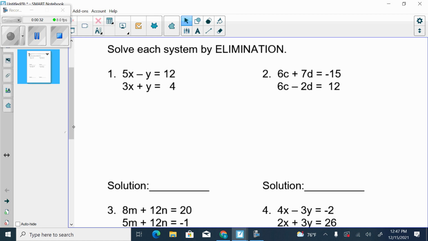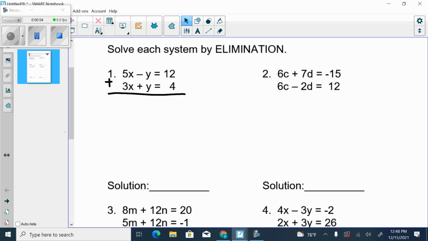But if you're going to add them together, everything needs to be lined up. So you need your x's over your x's, your y's over your y's, your equal sign over your equal sign, and your number over your number. Okay? So luckily, number one, all lined up for us. We don't have anything we have to worry about. So I am going to add these two equations together.